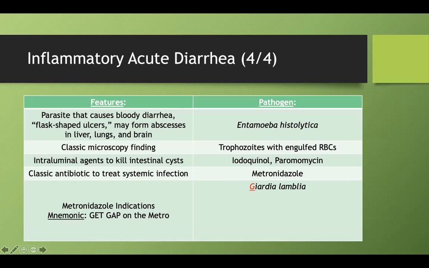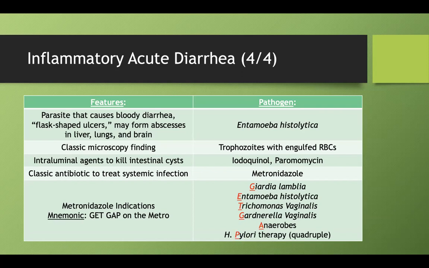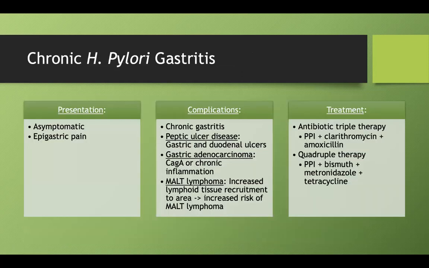So the G stands for Giardia. The E stands for the Entamoeba histolytica, which we're talking about now. You can also use metronidazole for Trichomonas vaginalis and Gardnerella vaginalis. Anaerobic infections tend to respond to metronidazole. And then H. pylori quadruple therapy also uses metronidazole. And here's from our stomach lecture. I just wanted to reiterate that metronidazole is used in that H. pylori quadruple therapy, excuse me.